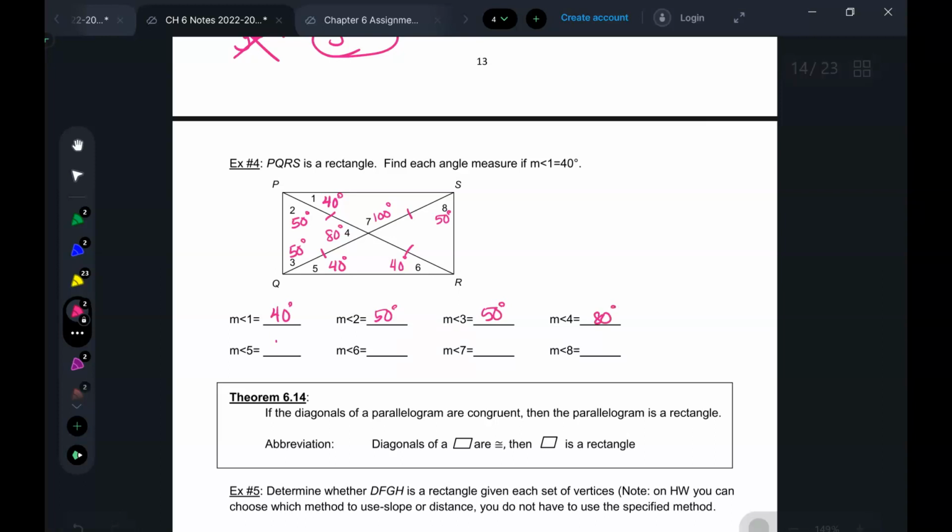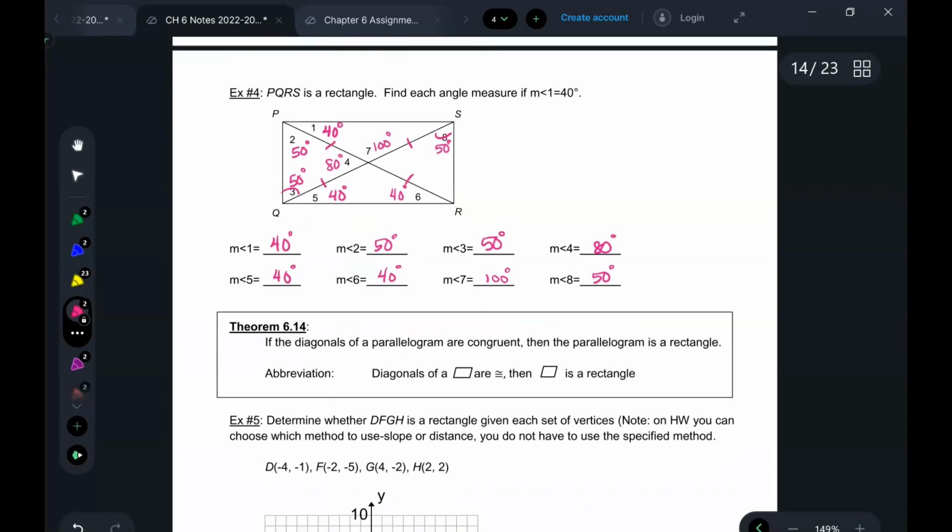Yeah, it was y. It's 8, because 3 and 8 are alternate interior angles. Do you see that? And then how is 7 100? Because 4 and 7 are a linear pair. What do we know about a linear pair? They add up to 180. So if this is 80, this has to be 100.